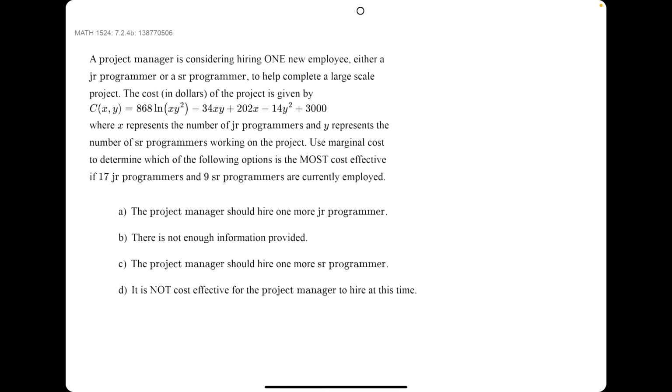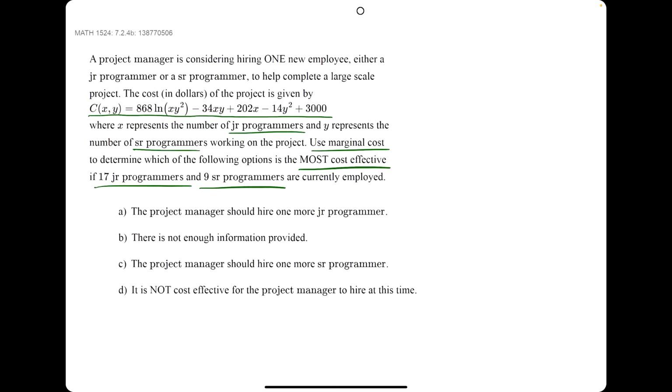And for this last problem, I'll let you try it out on your own, but I'll give you the steps to walk you through it. We are given a function cost in terms of x and y, where x represents the number of junior programmers and y represents the number of senior programmers. They say use marginal cost to determine which of the following options is most cost effective if 17 junior and 9 senior programmers are currently employed.